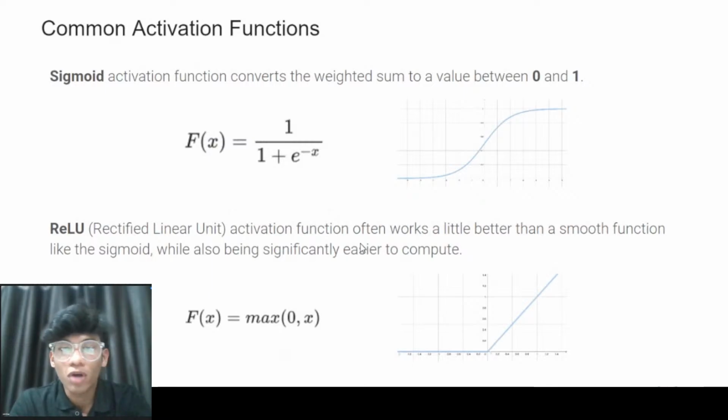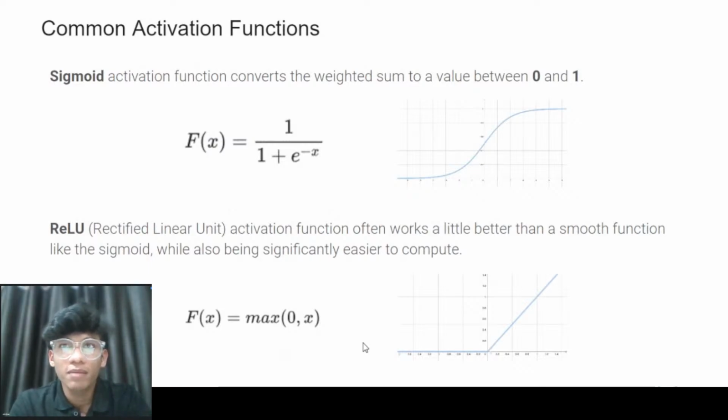There are some commonly used activation functions. The first one is sigmoid. The sigmoid activation function converts the weighted sum to a value between 0 and 1. Here you can see the function f(x) = 1 / (1 + e^(-x)). It is a smooth function. The second one is ReLU. It often works a little better than a smooth function like sigmoid, while also being significantly easier to compute. f(x) = max(0, x).